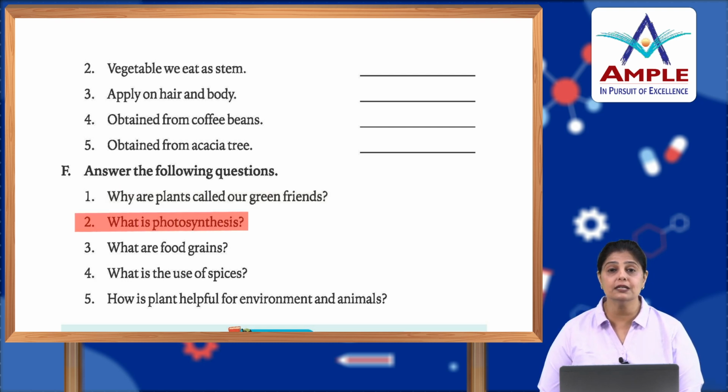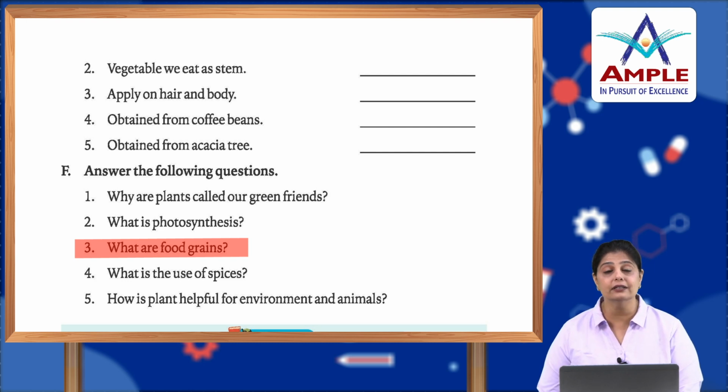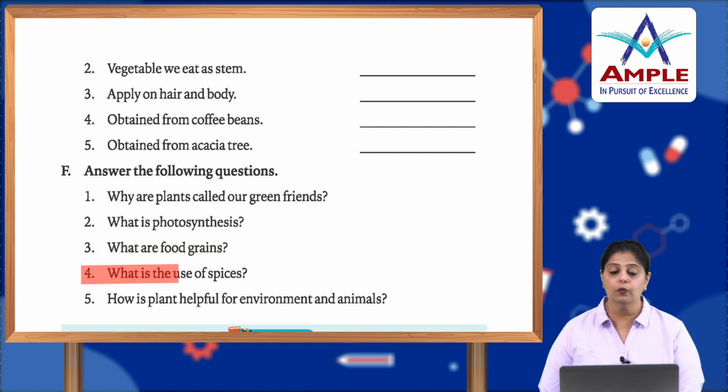What is photosynthesis? Photosynthesis is the process through which the plants prepare their own food in the presence of sunlight, air, water and chlorophyll. What are food grains? Food grains are cereals and pulses. What is the use of spices? Spices add flavor to the food.